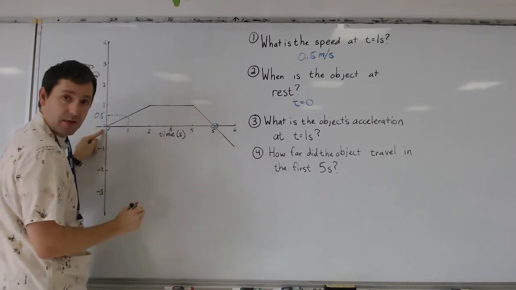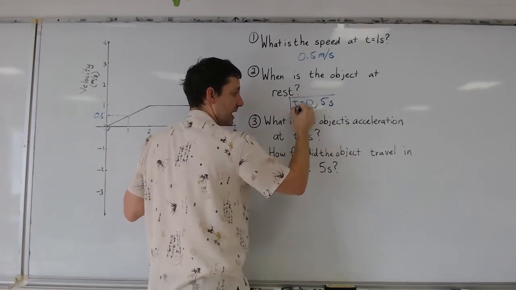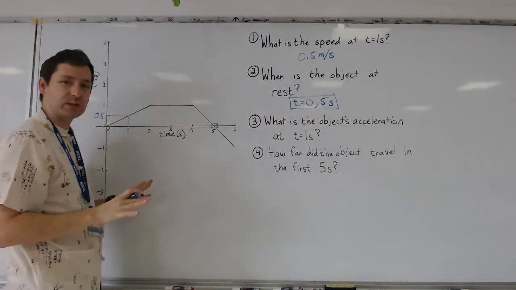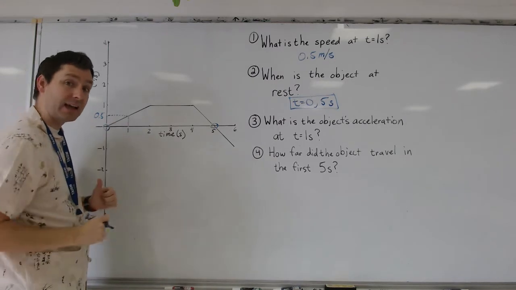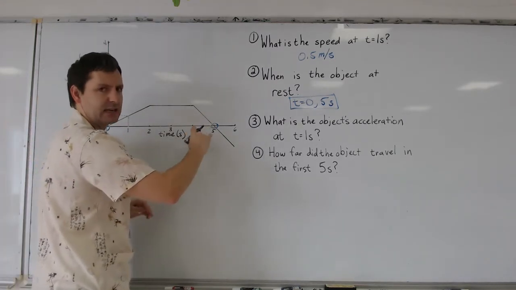There's another one right there. So at t equals 5, I'm also at rest. So there's actually 2 different points where I'm moving at 0 meters per second, where I'm technically at rest for that instant. Okay? Now I don't stay at rest. I don't get to rest and stay there.